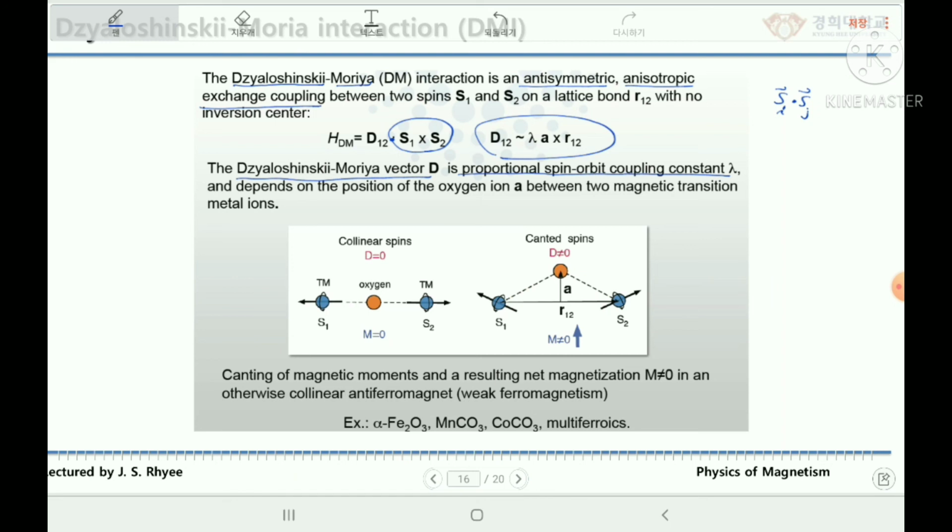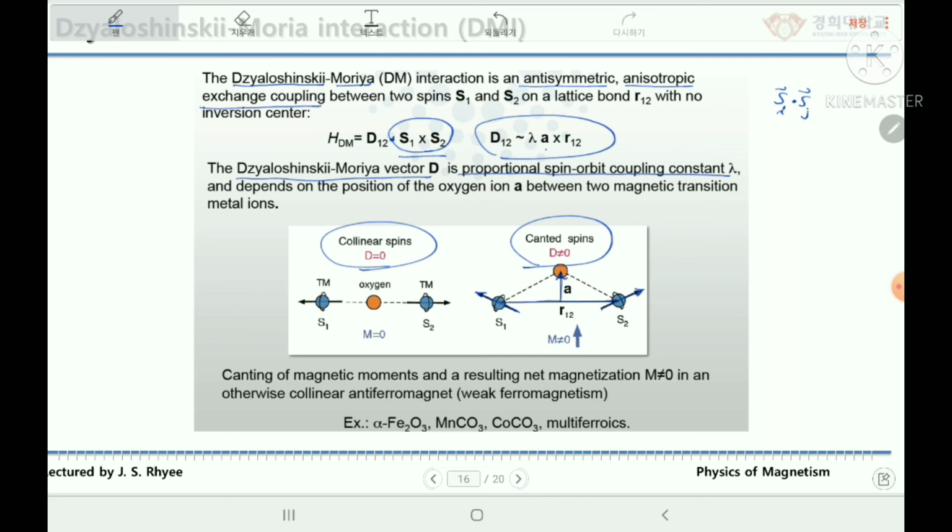Also, in the case of collinear spins, there is no DM interaction, because in DM interaction they only consider the cross product of the two spins, which is maximized at 90 degrees. Therefore, the canted spin is favored. Canted spin and the off-diagonal component of the spin become significant. Here one spin is this one, the other spin is this one, and we can define S1 cross S2, and the A vector means the displacement between this orbital plane and the displacement A.